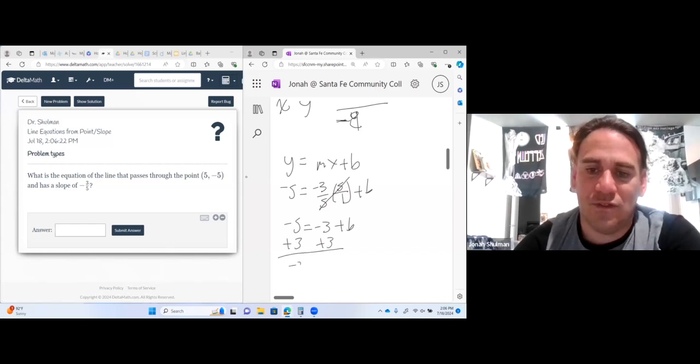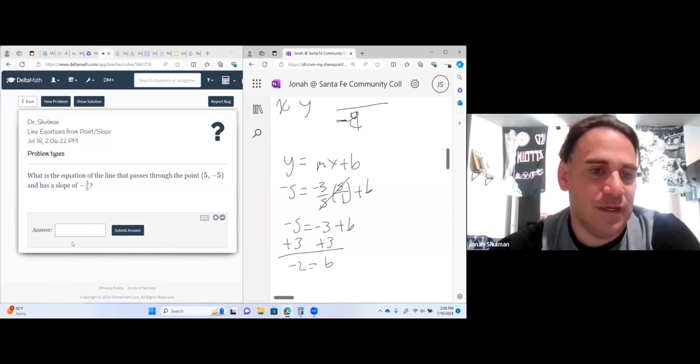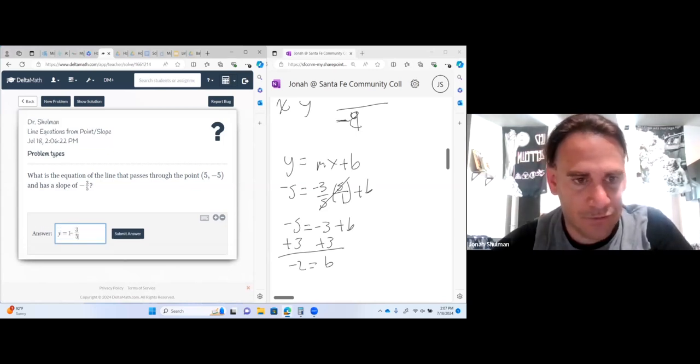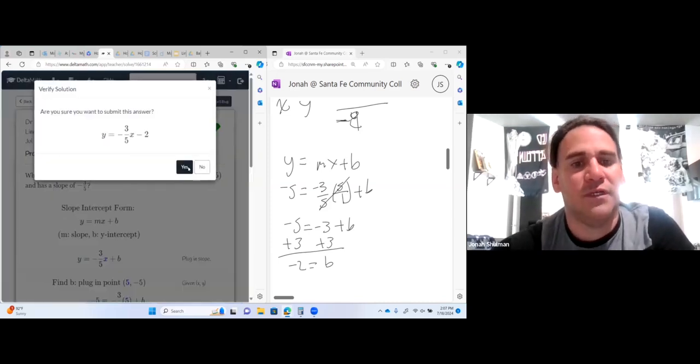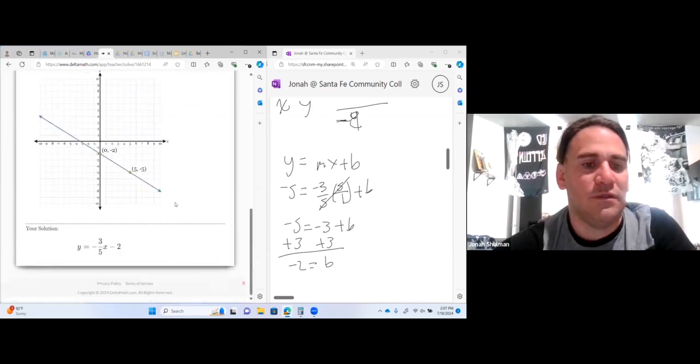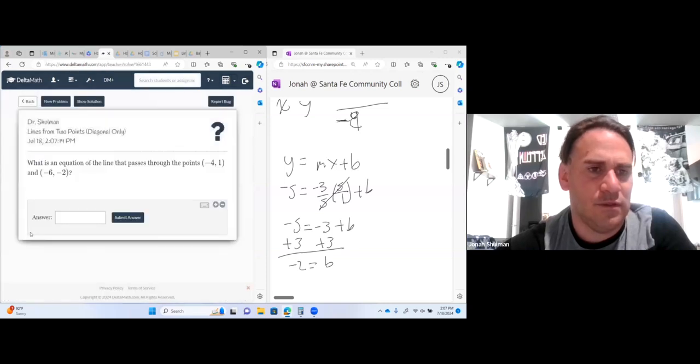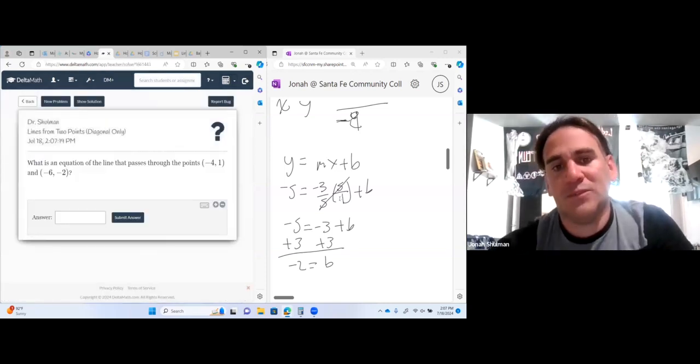And we have -2 equals b. Here's our equation: y equals -3/5 x minus 2. We did it! Exciting times. There she is. All right, well, we had to do it twice. It happens. All right, so this is where it gets a little harder.